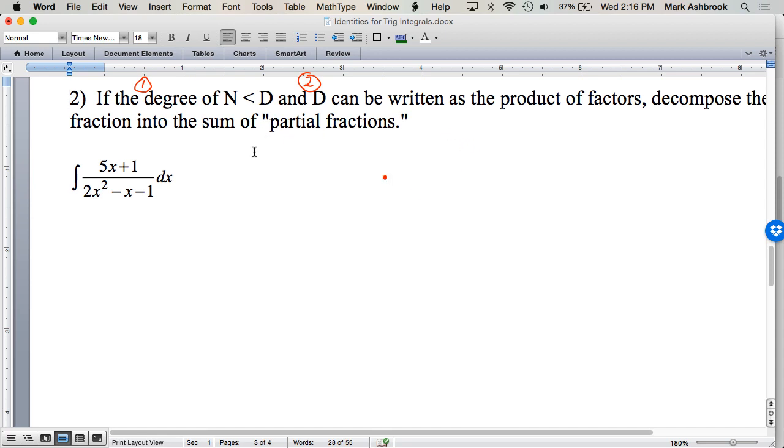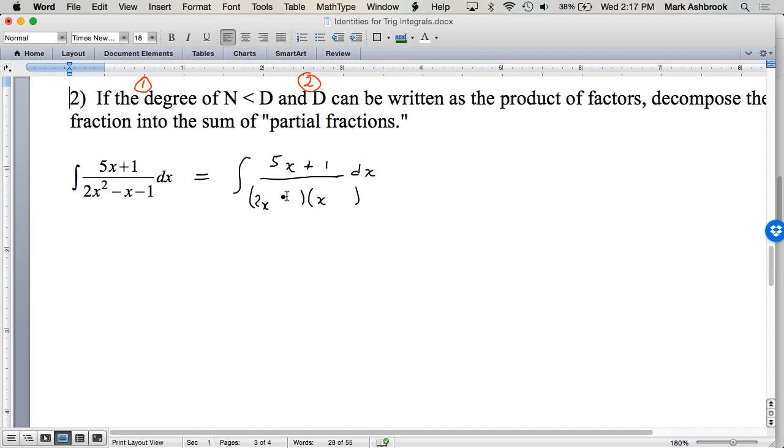Okay, all right. So the degree of the numerator is less than the degree of the denominator. What about the denominator? Can we factor it? Yes or no? Can we get that into... So we'd start by trying 2x and x. We need a product of -1, summing up to -1. So we need 2x. I need a product of -1, and then I need the sum of the middle terms to sum up to -1.